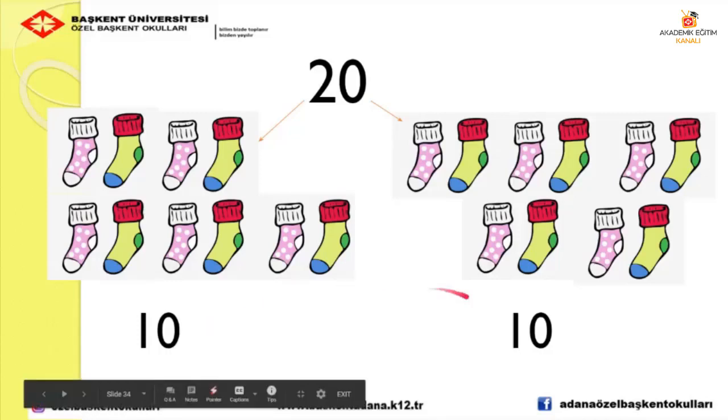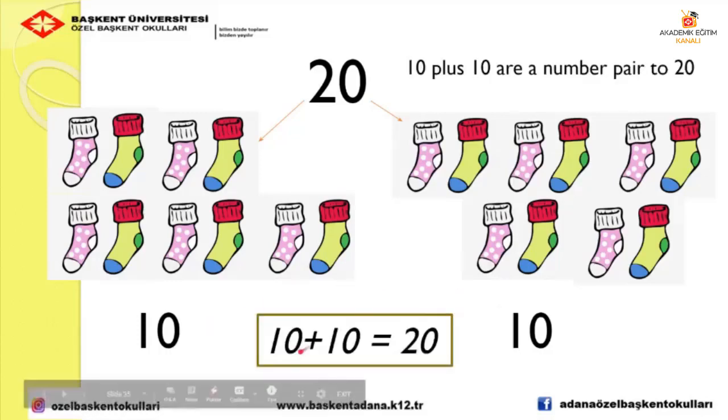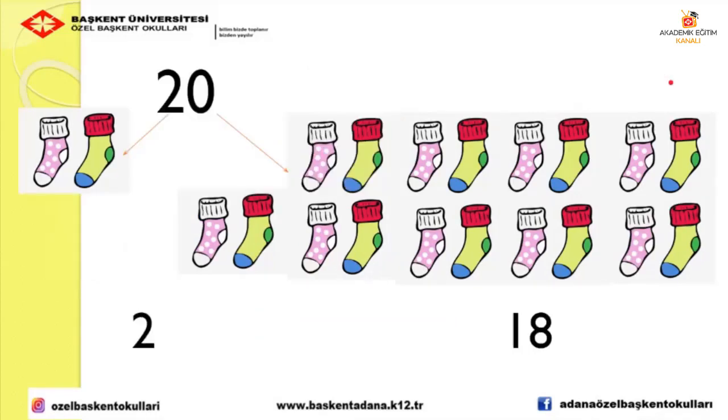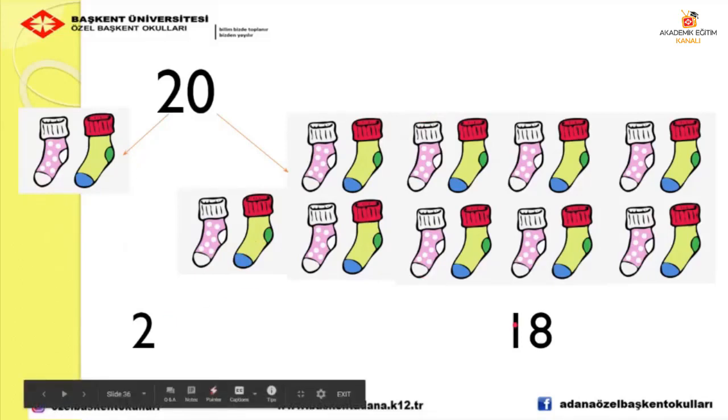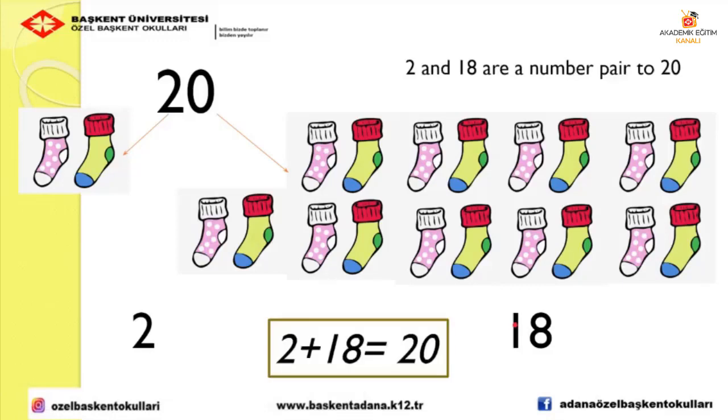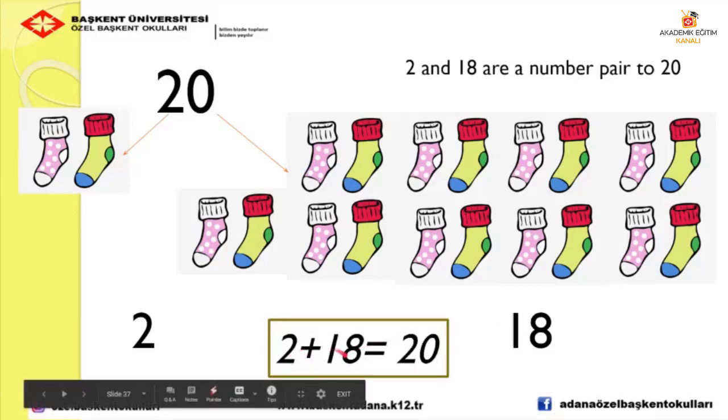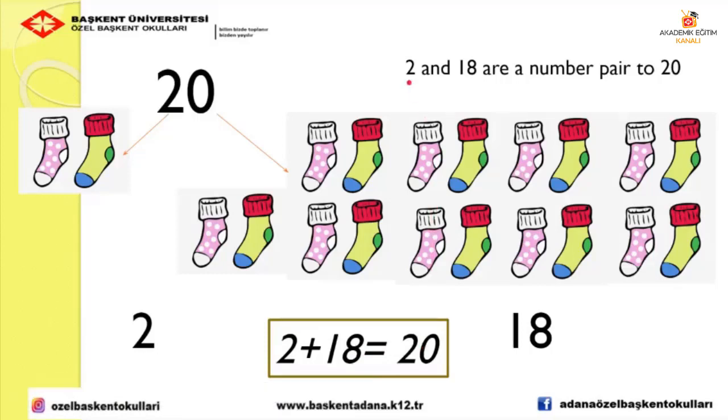10 and 10. 10 plus 10 equals 20. 10 plus 10 are a number pair to 20. 2 and 18. 2 plus 18 equals 20. 2 and 18 are a number pair to 20.